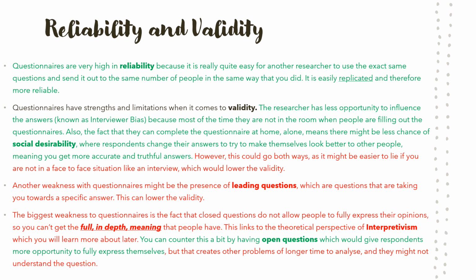This links to interpretivism, which is one of the two theoretical perspectives we'll be looking at, and in the PERVERT acronym it's the theoretical perspective. A later video will explain this in a lot more detail because it's quite tricky to wrap your head around. But basically, because you don't get that full in-depth meaning, because you get quantitative data, not qualitative data, interpretivists would say this is a real problem. You're not going to get valid data, and that's going to be a real problem for them.